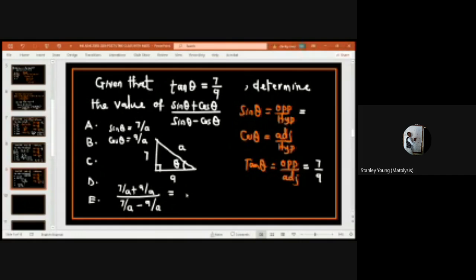So you can easily tell that the numerator is going to give you 16 over A, and the denominator is going to give you negative 2 over A. The final result there becomes 16 over negative 2, so our result is going to be negative 8. So the answer to sine theta plus cos theta divided by sine theta minus cos theta, with 7 over 9 being tan theta, is minus 8. So the final answer to this question is negative 8.